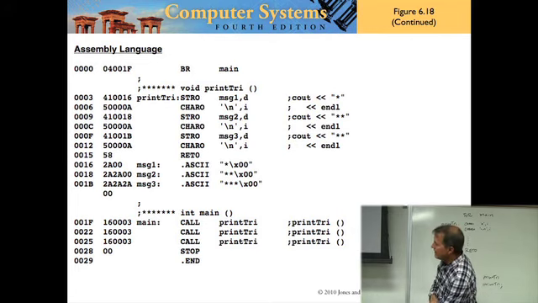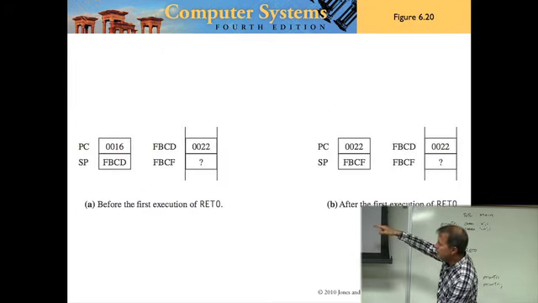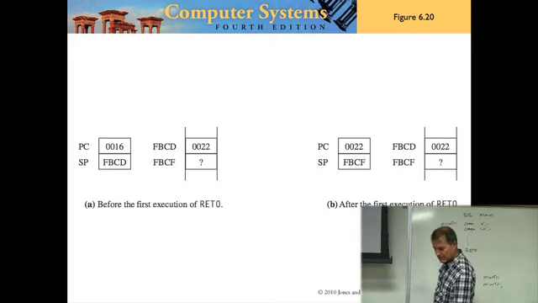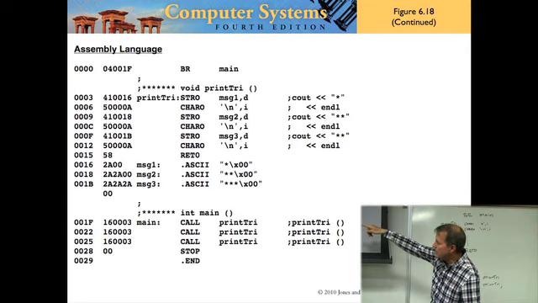And then this is just before the execution of ret 0. How do we know what the value of the program counter is just before the first execution of ret 0? Right below the red 0, it has been incremented to 0016. Are you with me? So that's why there's a 0016 in the program counter.